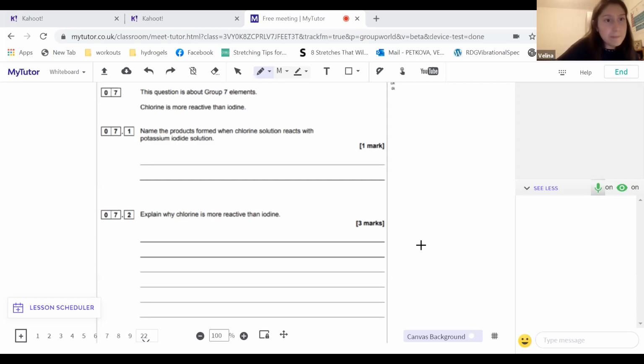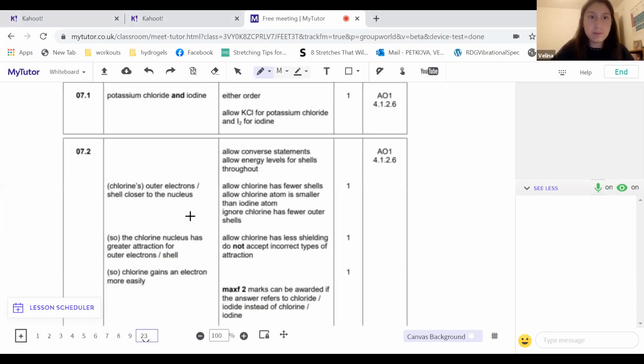Brilliant, Malik. Some great answers here. Well done for everyone's attempts. So why is chlorine more reactive than iodine? Let's look through the answers. Chlorine's outer shell is close to the nucleus. So this is your first point. Atomic size is also fine. You can say chlorine's atomic size is smaller than iodine's, so therefore the shell is closer to the nucleus.